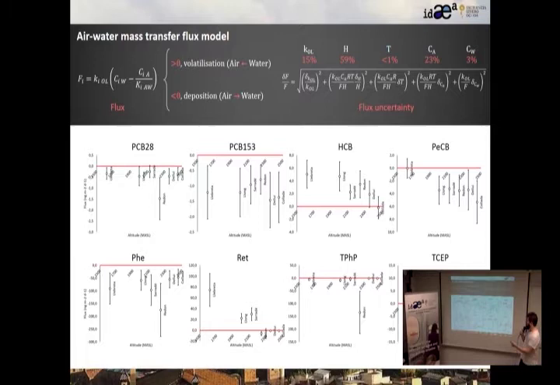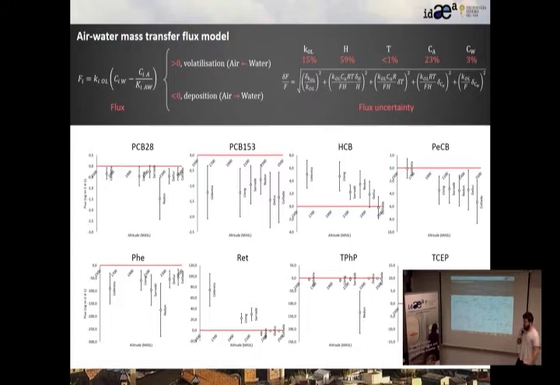And they are represented in these charts by the whiskers that go up and down each data point. So these are just a few examples of some compounds for which we have calculated the fluxes. Most of them, as you can see below the red line, that's the zero line, that means deposition fluxes, as we expected.